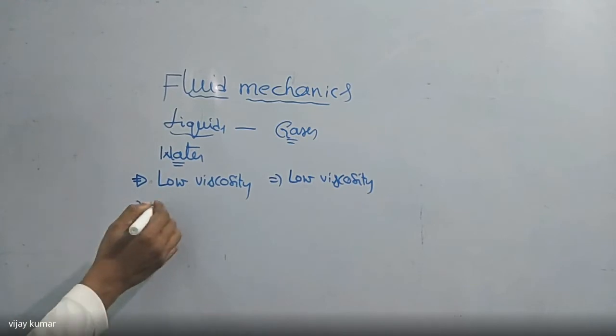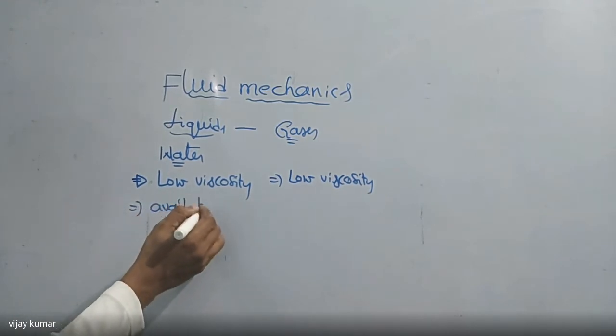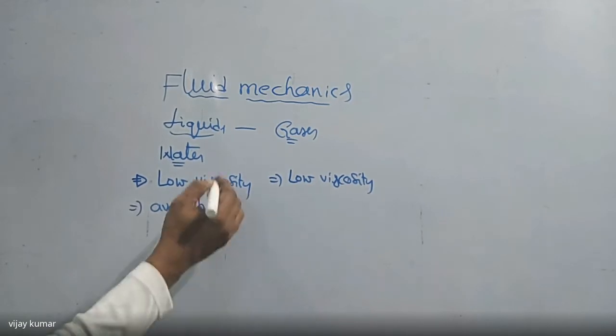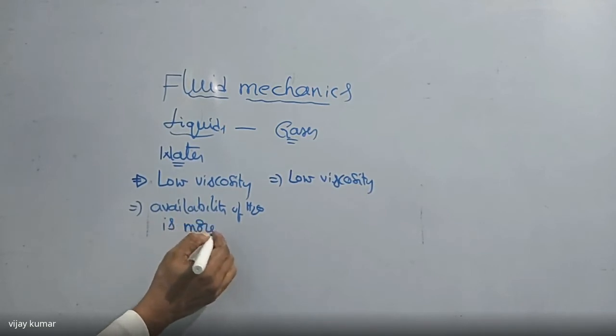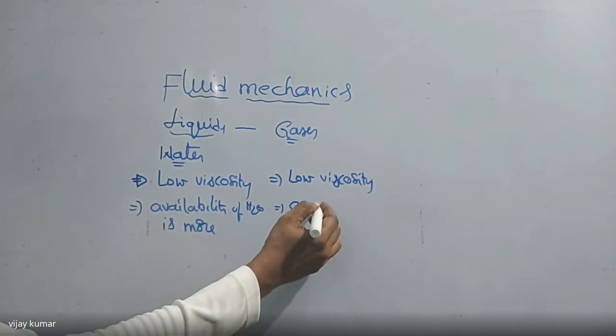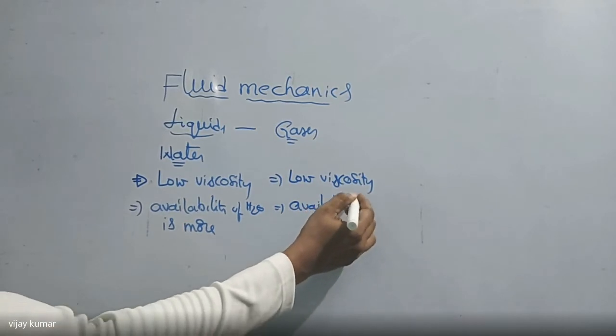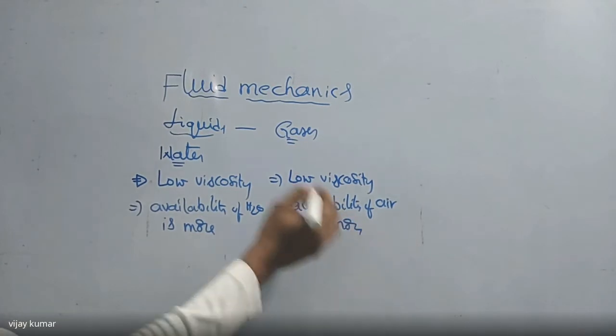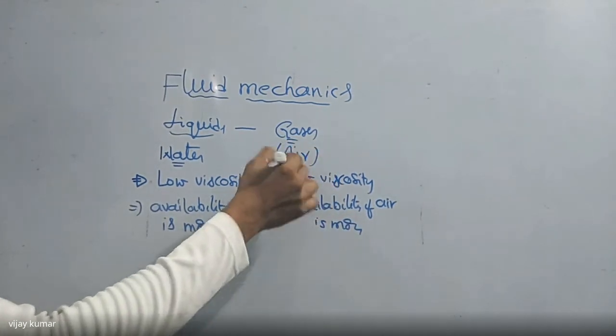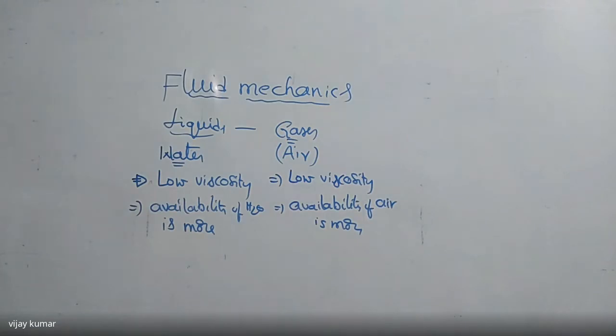And the second one, availability of water is more. Here, availability of air is more. So here the standard gas is air. So these are the two reasons we are going to consider water and air as standard fluids. In case of liquids, water is a standard liquid. In case of gases, air is a standard gas.